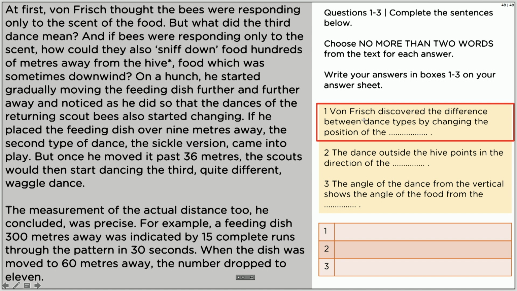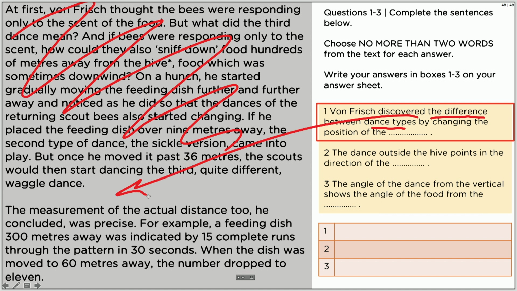So what you need to do is you need to identify a keyword in the question, right? Difference, dance types, something like that. Then what you're going to do is you're going to scan read the text, and you're going to find that keyword in the text, right? Wherever it is. Then you're going to read very carefully, and you're going to think very critically about what word or words will fit in here.